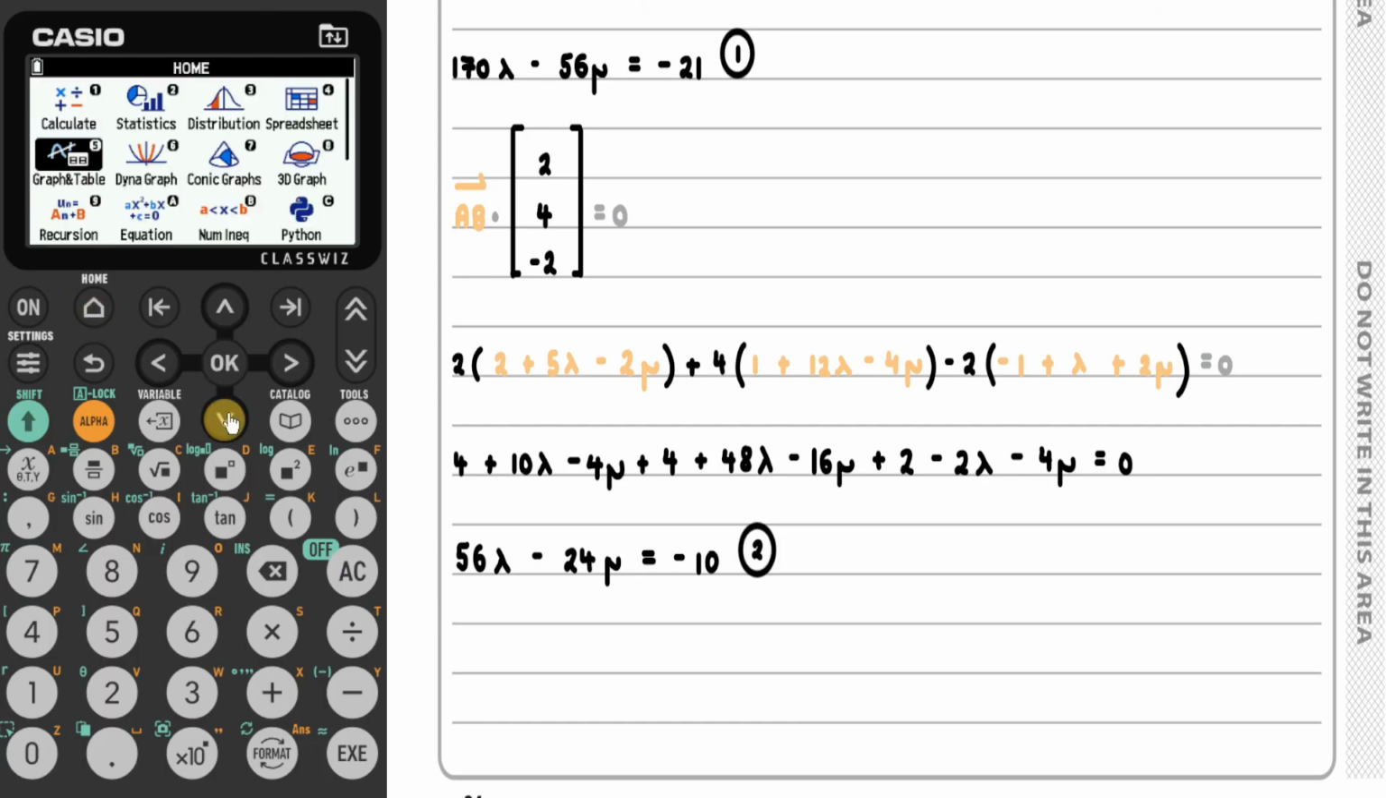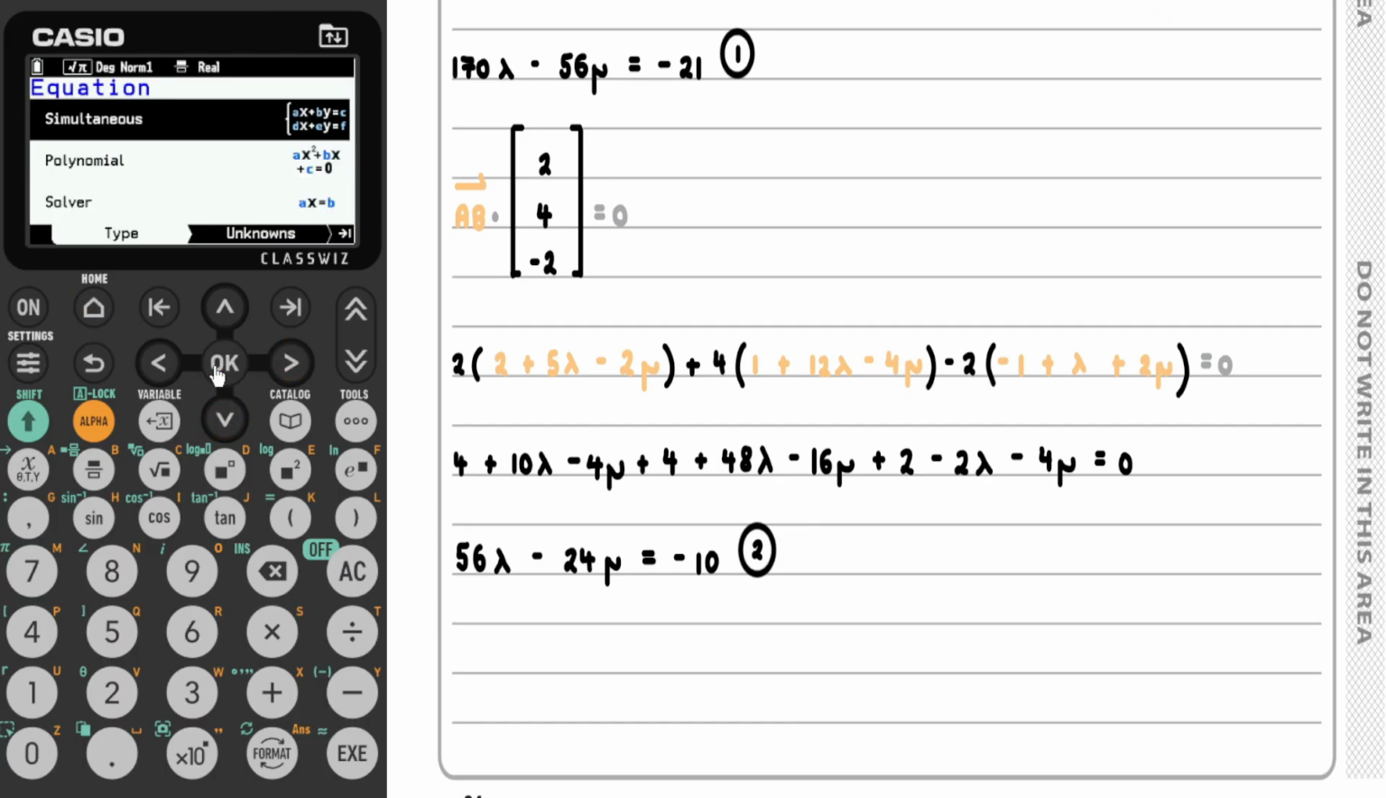So let's go to the equation submenu. We've got a simultaneous equation with two unknowns. We've got our first equation, which is given by 170 subtract 56 equals negative 21. And then we've got 56 subtract 24 equals negative 10.